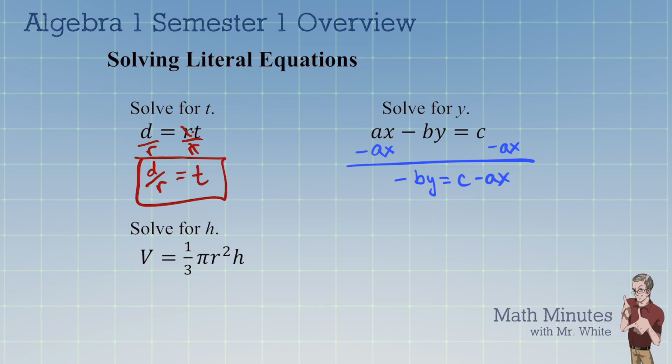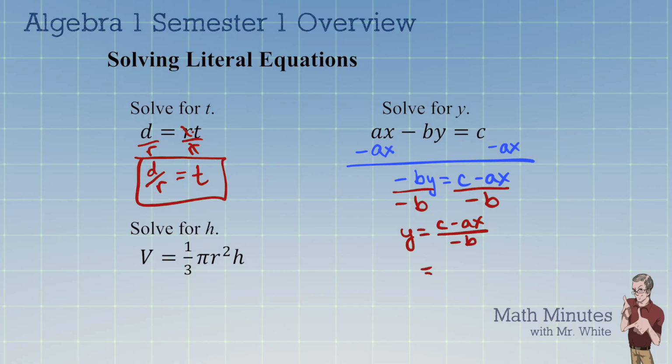And then how do we get rid of this negative b? Simply divide it, right? We can't add b because it's attached to the y by multiplication. I do see a lot of students try to add it. That's why I bring this up. So we divide by negative b, everything on the right side. So y is c minus ax all over negative b.